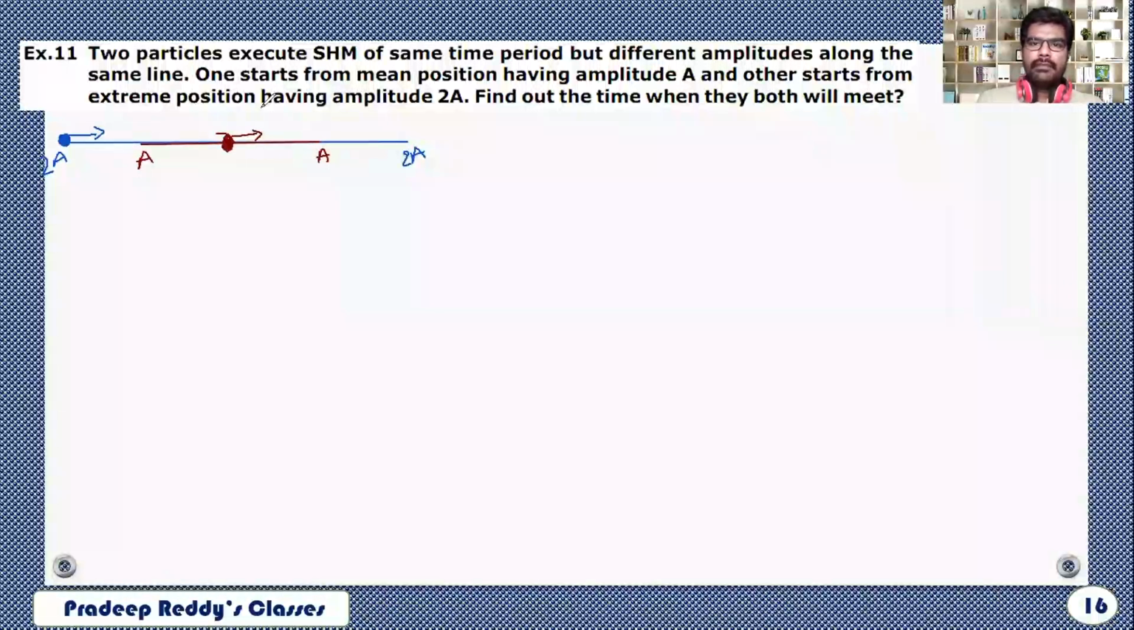Find out the time when they will both meet each other. When the first one is oscillating, the second one is also oscillating on the same line, and at one time or another those two particles will meet each other. It takes some time, and we need to find out that time period. For that, I'll represent these two motions in the form of a circle.